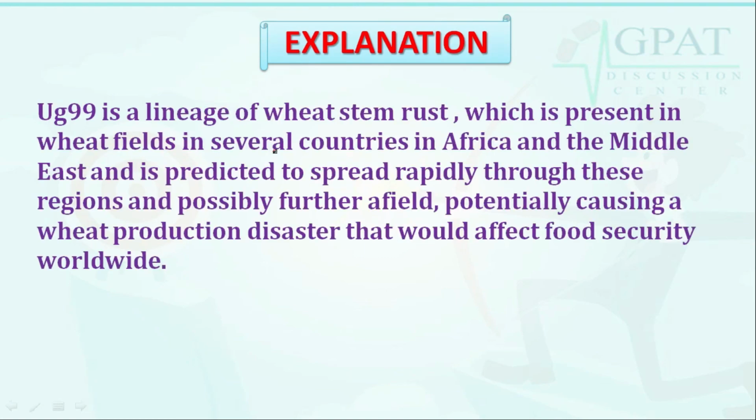Here we have an explanation on this, that UG99 is a lineage of wheat stem rust which is present in wheat fields in several countries in Africa and the Middle East.